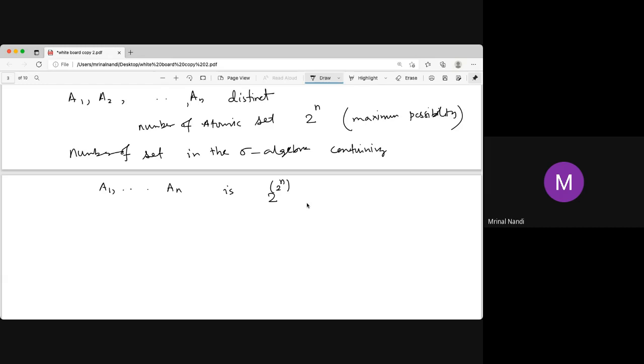In a union you may or may not take each set. So every time there are 2 choices. There are 2 to the power n many atomic sets, so 2 to the power n many subsets in the sigma algebra. This is the smallest sigma algebra actually. This is called the smallest sigma algebra containing A1, A2, up to An.